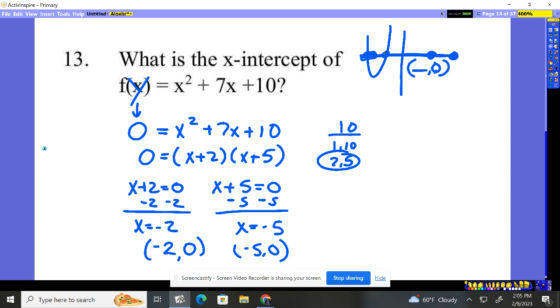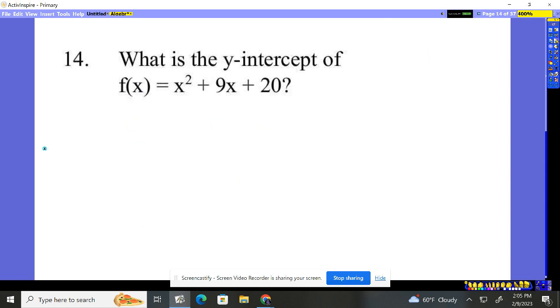That's where it's crossing. What about where it says, where's the y-intercept? Well, that means you've gone over none and up something. That means the x is 0. So we said f of x is y, and we just said the x is going to be set equal to 0. So I just set the x to 0.